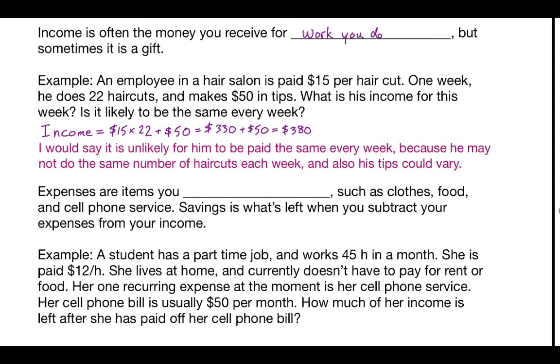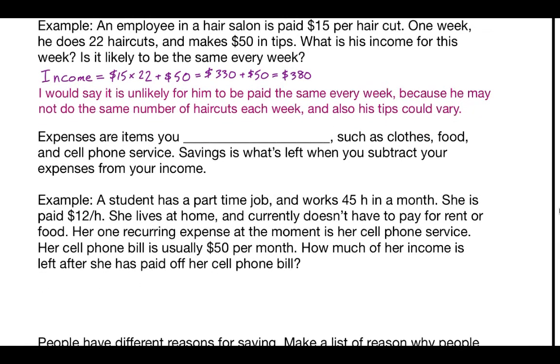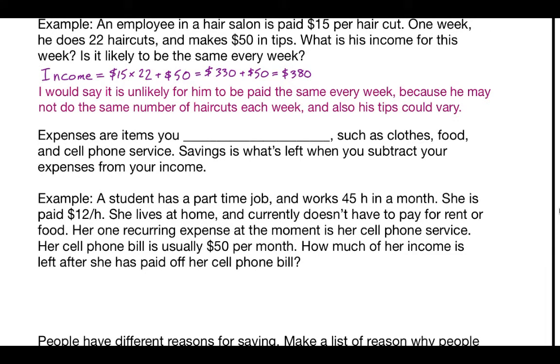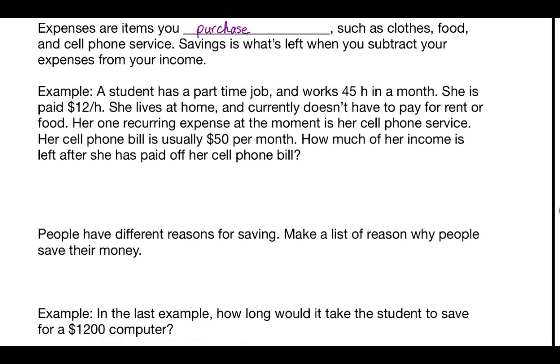All right. So next we're talking about expenses. So expenses are items you purchase or pay for, buy, however you want to phrase that. And these can be clothes, can be food, can be cell phone service, a number of different things. But basically, expenses are a cost to you. And savings is what's left over when you subtract your expenses from your income. So here's an example that's looking at the relationship between those things.